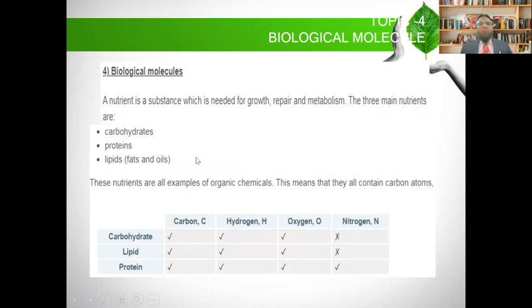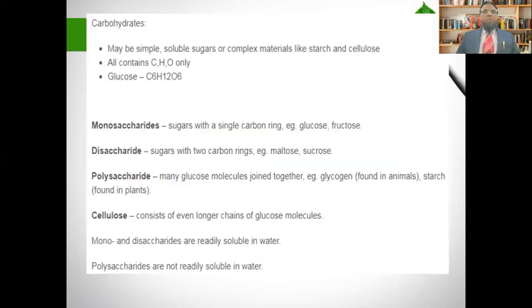So the first thing that we should know is which elements make carbohydrates, proteins, and fats, and what are the differences and what is the similarity. See, carbohydrate contains carbon, hydrogen, and oxygen, but nitrogen is not found in carbohydrate. Lipids contain carbon, hydrogen, oxygen. Also, nitrogen is not there. And in protein, all four elements, including nitrogen, are there. So these are the elements found.